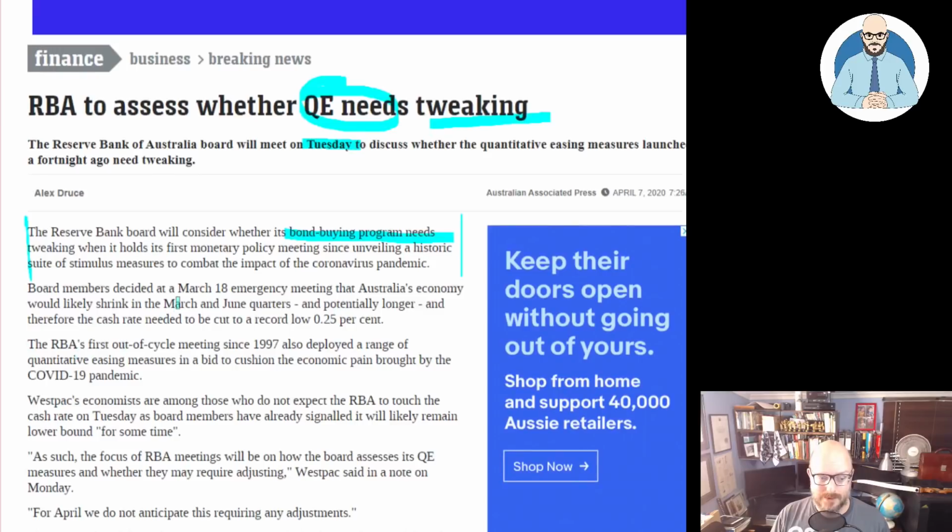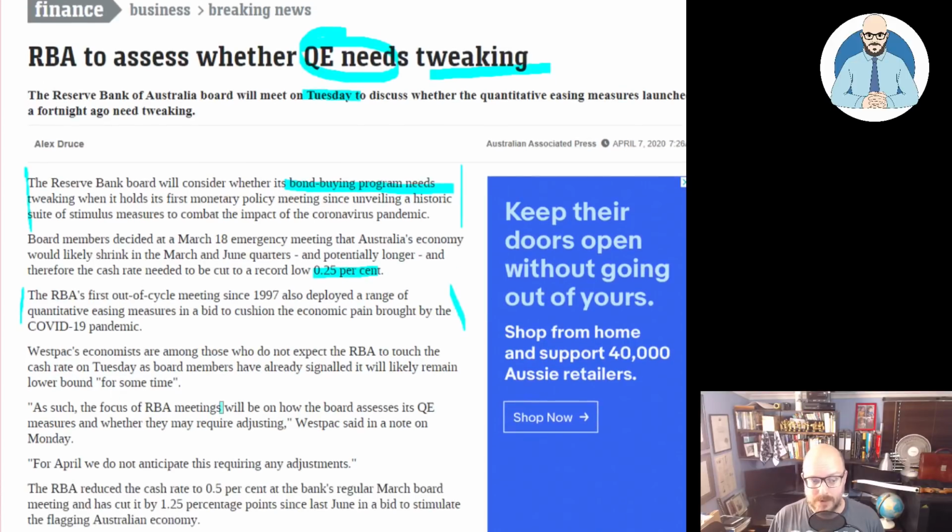Board members decided at a March 18th emergency meeting that Australia's economy would likely shrink in the March and June quarters and potentially longer, and therefore the cash rate needed to be cut to a record low of 0.25%. The RBA's first out-of-cycle meeting since 1997 also deployed a range of quantitative easing measures in a bid to cushion the economic pain brought by the illness pandemic. Westpac's economists are among those who do not expect the RBA to touch the cash rate on Tuesday, as board members have already signalled it will likely remain at the lower bound for some time.